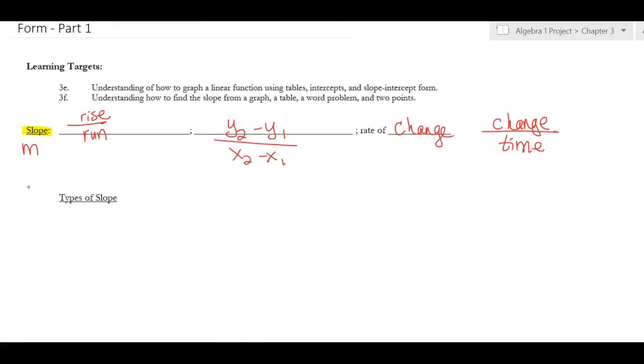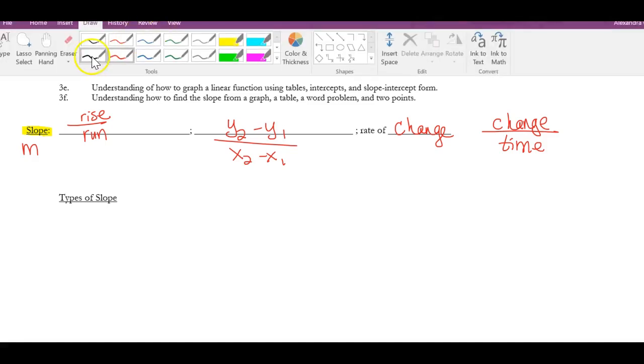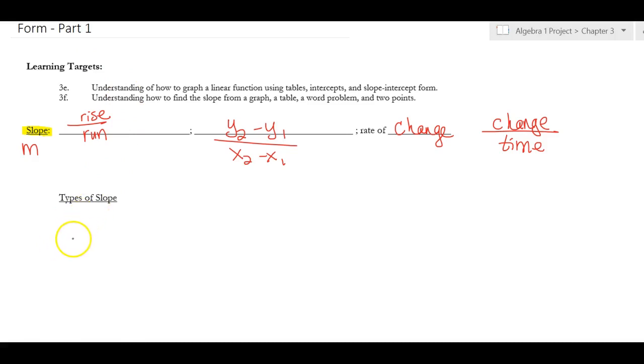All right, so now types of slope. So what I have is somebody called Slope Guy that will help you understand slope. So the first type of slope you have is positive. And if you have a positive slope, the slope goes up. The second type of slope you have is negative. And if you have a negative slope, the slope goes down.